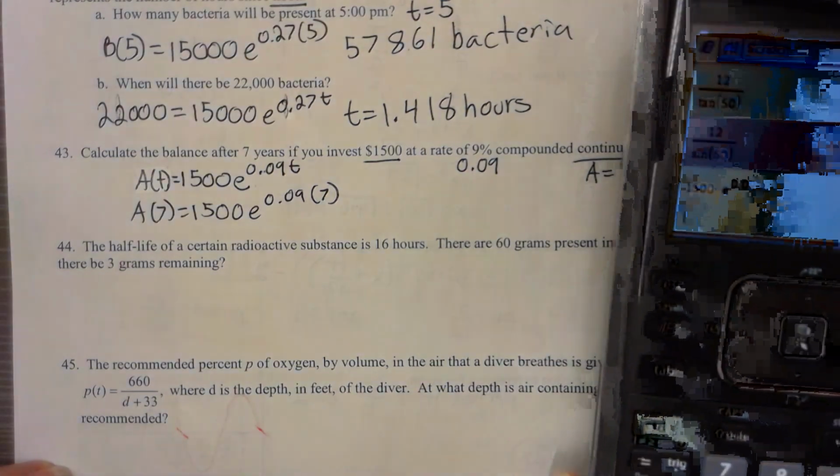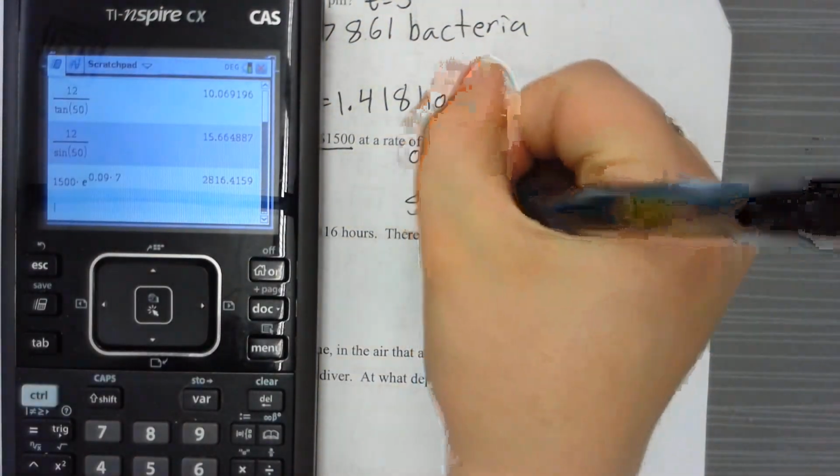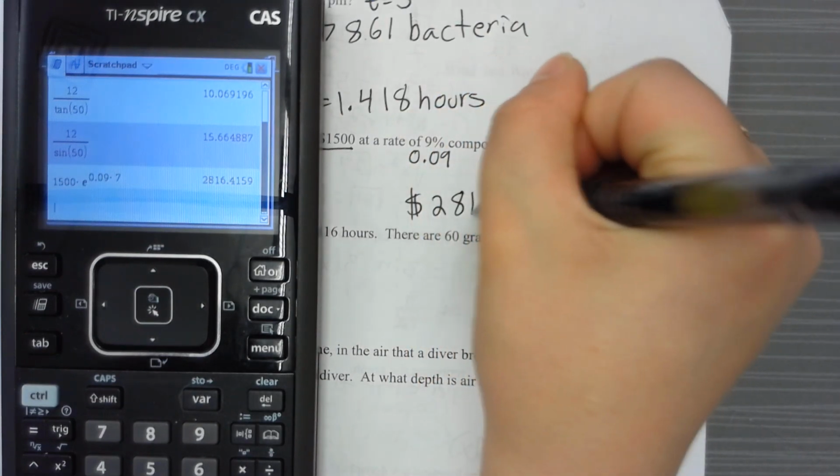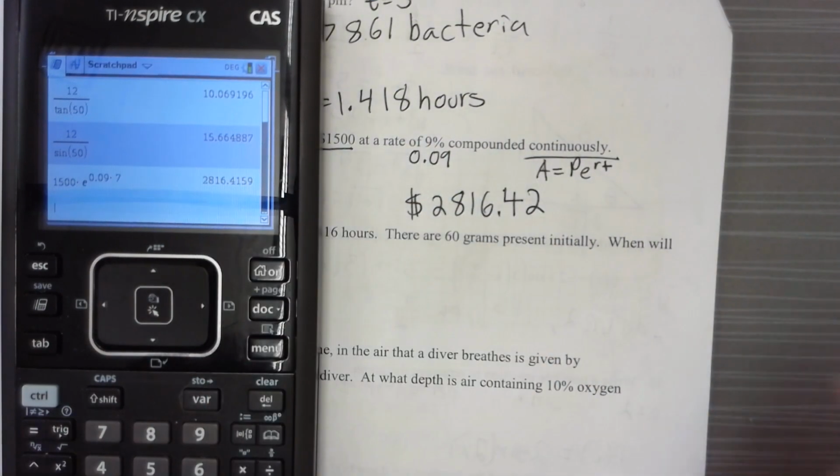And so we're talking about money here, so we only want to round to 2 decimal places. The money should be $2,816.42, because we're rounding, cents.